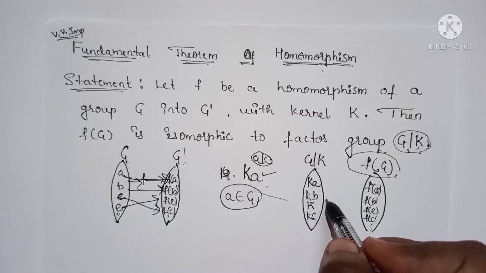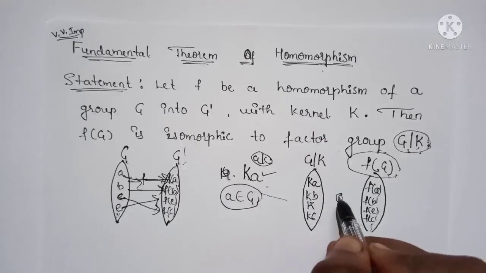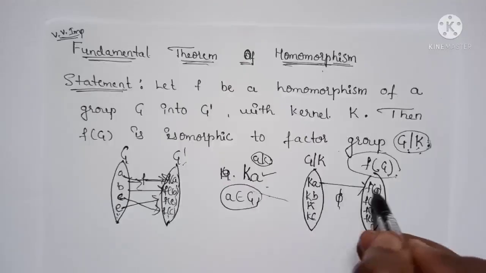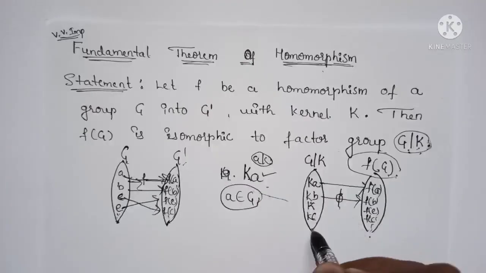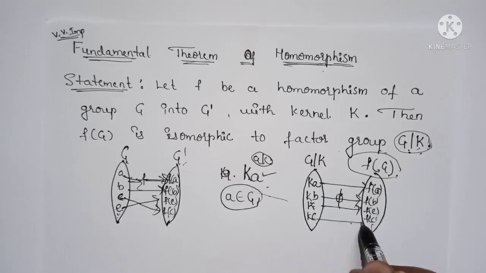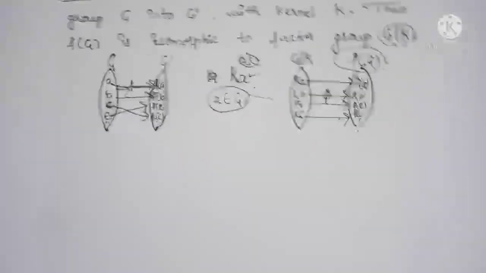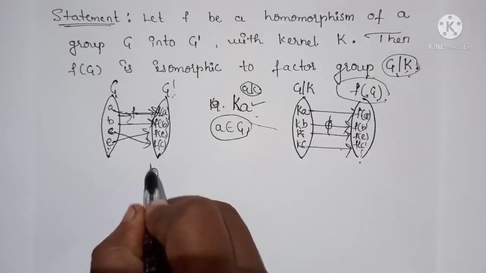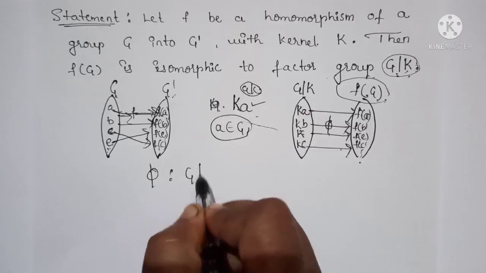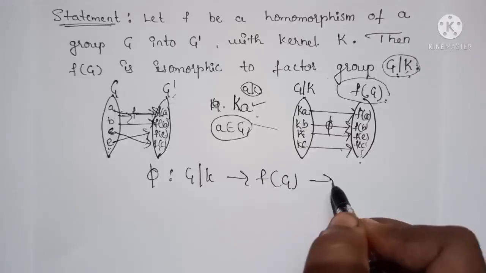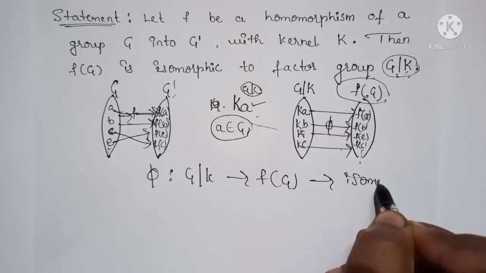So that means here we define a mapping phi. Okay, and we map Ka with f(a), Kb with f(b), obviously the identity element with f(e), Kc with f(c) and so on. So here we have to define a mapping phi from G by K to f(G), and we have to show that it is isomorphic.